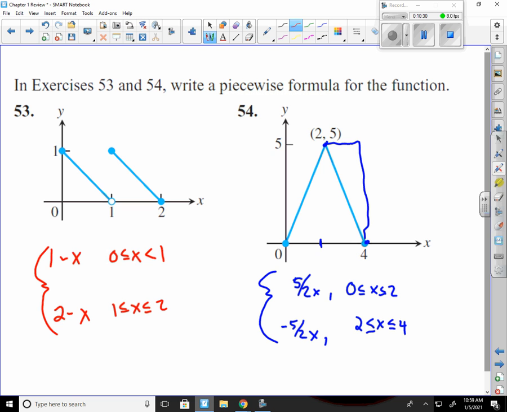So if I look at this point here, when x is 2, y is 0. So 2 minus 2 is 0. If I come back to this point here, when x is 1, 2 minus 1 is 1. So that gives me 2 minus x as my equation. And so those are formulas for those two piecewise functions.